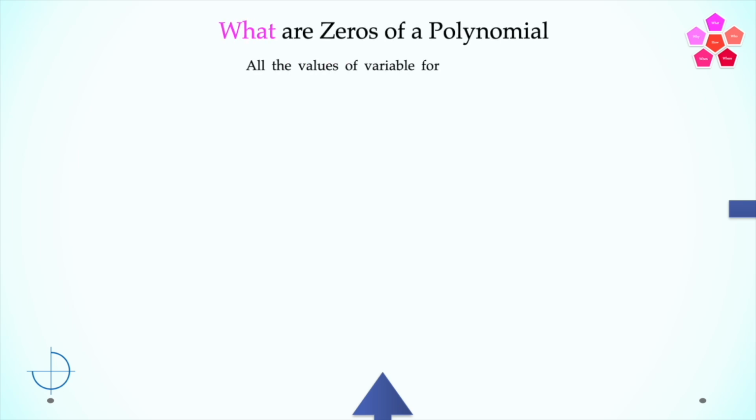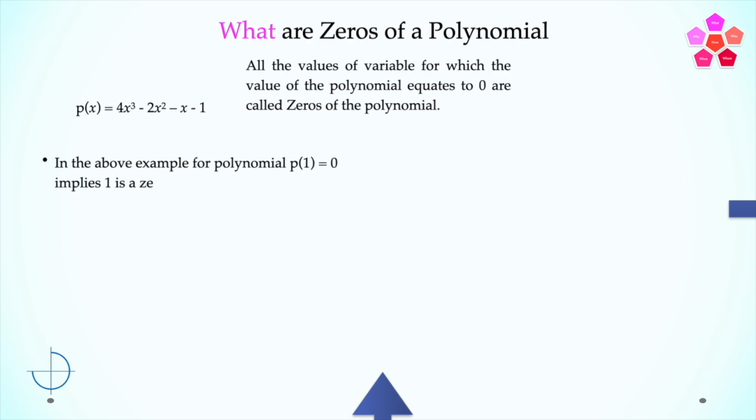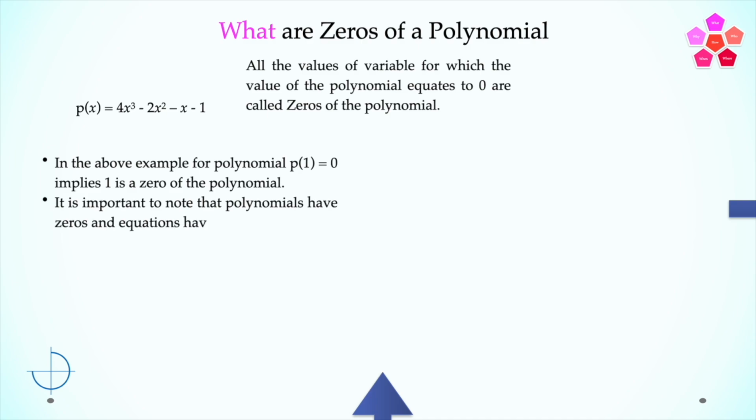So the next question is, what are zeros of a polynomial? All the values of the variable for which the value of the polynomial equates to 0 are called zeros of a polynomial. Zero polynomial and zeros of a polynomial are two very different things. Take this as a pointer. In the above example, for polynomial p(1) is equal to 0 implies 1 is a zero of the polynomial. It is important to note that polynomials have zeros and equations have roots. Take this also as a pointer.